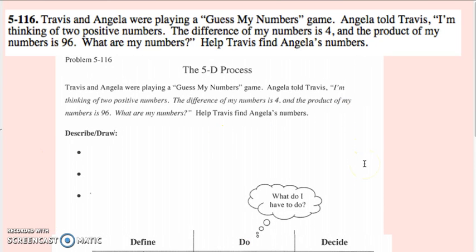Okay, then if you want to turn to the next problem. 116 says Travis and Angela were playing a Guess My Numbers game. Angela told Travis, I'm thinking of 2 positive numbers. The difference of my numbers is 4, and the product of my numbers is 96. What are my numbers? Help Travis find Angela's numbers.